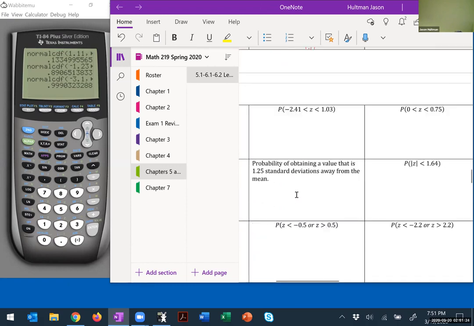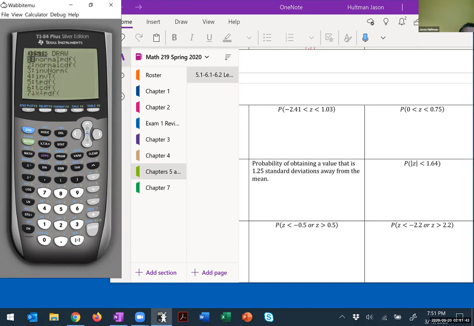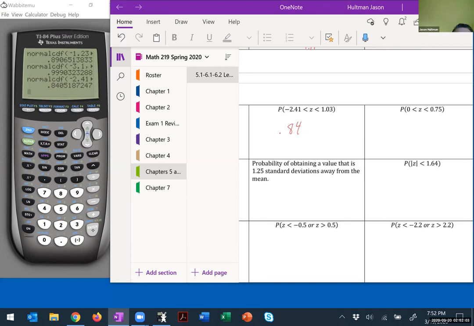Okay, let's move on to the next example. How would we do between? Between, well, just the lower and the upper. The lower and the upper are just numbers now. They're not infinity. So I do, again, second vars, normal CDF, and the lower is negative 2.41. The upper is 1.03, and that's it. No dealing with infinity for this one. And that's 0.8405.